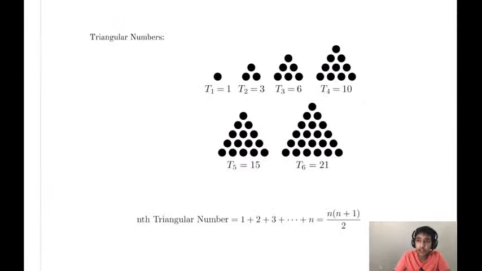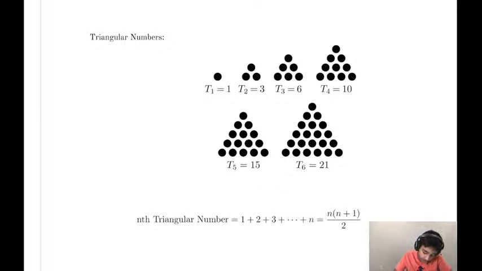So now we're going to explore something called triangular numbers. Triangular numbers, as you can see here, they look like a triangle. They're called triangular numbers because if you put the numbers in a triangle, they look like a triangle. So here's what I mean by triangular numbers.